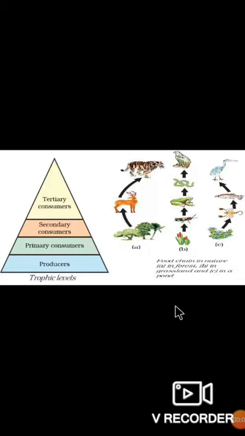Welcome students. Today in class 10 we will learn chapter 15, our environment, and today's topic is food chain and food web. So as we know, green plants do photosynthesis and make their own food, and all other heterotrophs are dependent on the autotrophs, that is green plants.